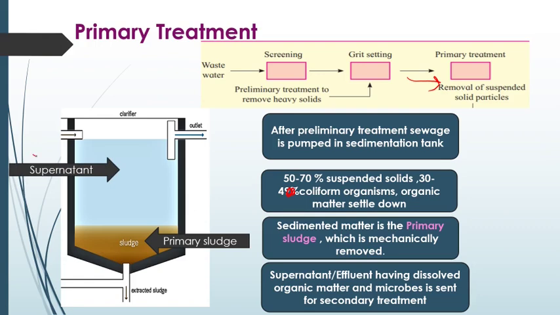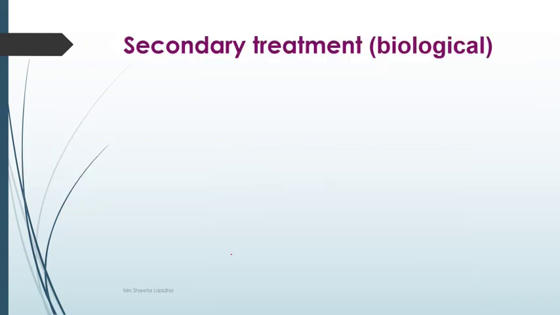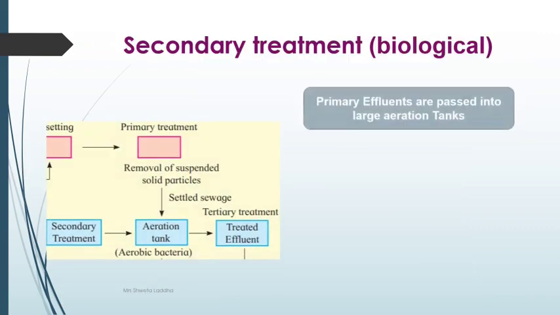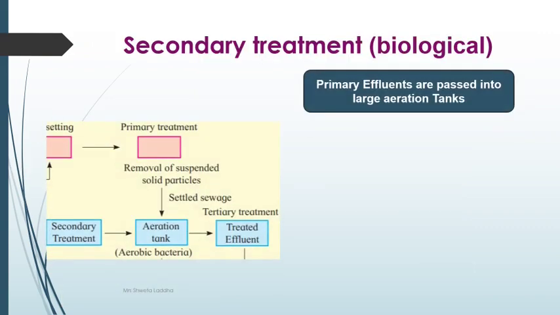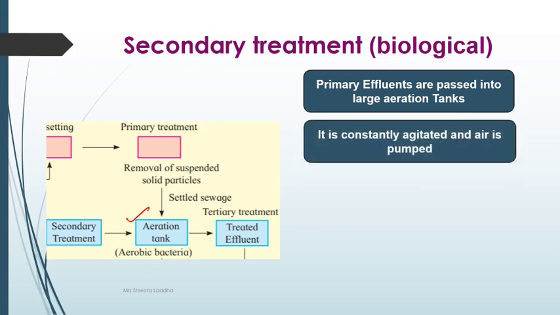So the supernatant or the effluents are sent from the outlet to the secondary treatment, and the primary sludge is kept as it is for now. In the secondary treatment, it is biological treatment. The primary effluent which was collected from the primary treatment is now put into big aeration tanks. Big tanks, and these tanks are aerated. Aerated means what? Literally, air is pumped into it by agitating big pumps.